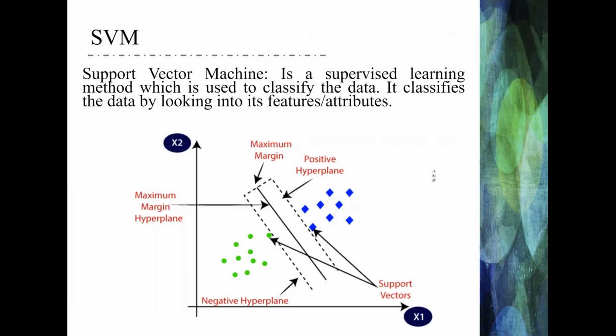Here we can observe the center line is called the hyperplane, and you can see where the positive hyperplane is pointed out, and then the negative hyperplane is pointed out. And the maximum margin is the total distance that is present between the positive hyperplane and the negative hyperplane. The center hyperplane is also known as the maximum margin hyperplane. And you can also clearly see the pointed out support vectors.